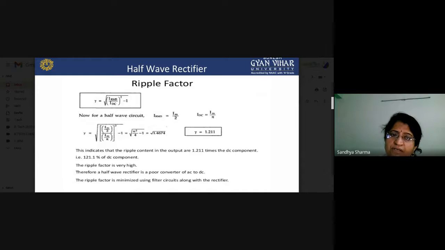So the ripple factor is very high, and the half wave rectifier is a poor converter. If the ripple factor is high, we can call it a poor converter of AC to DC.